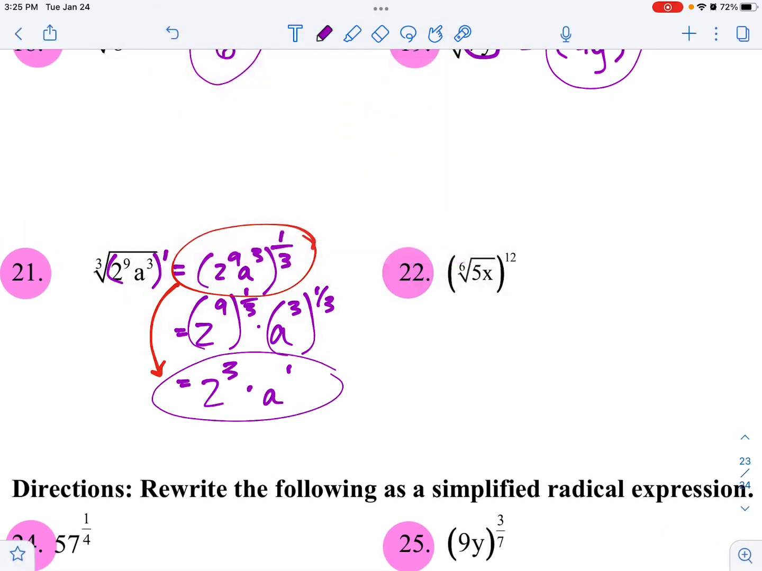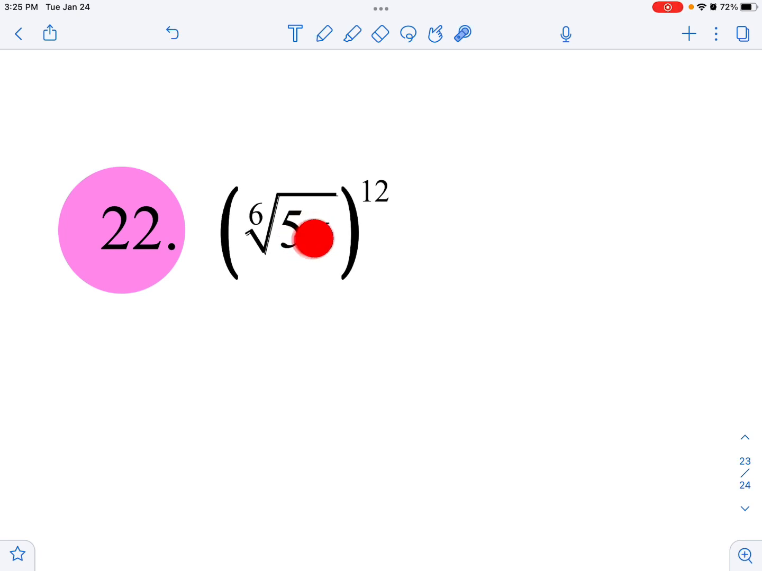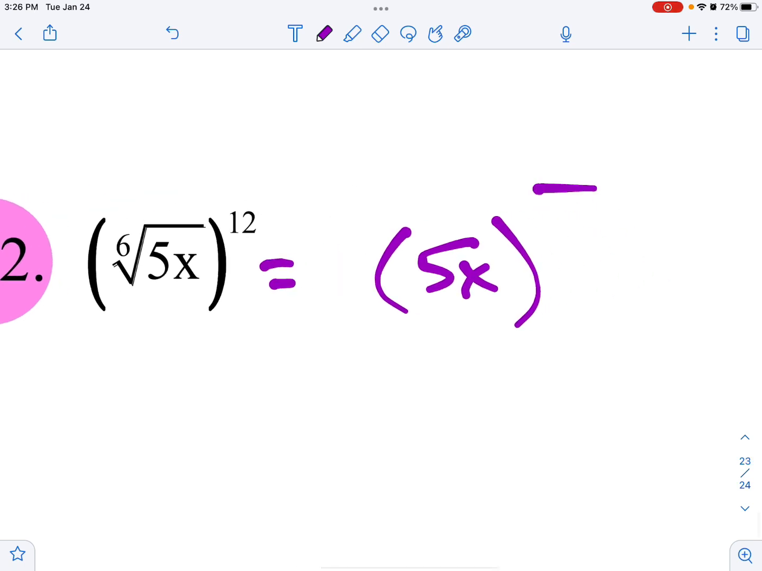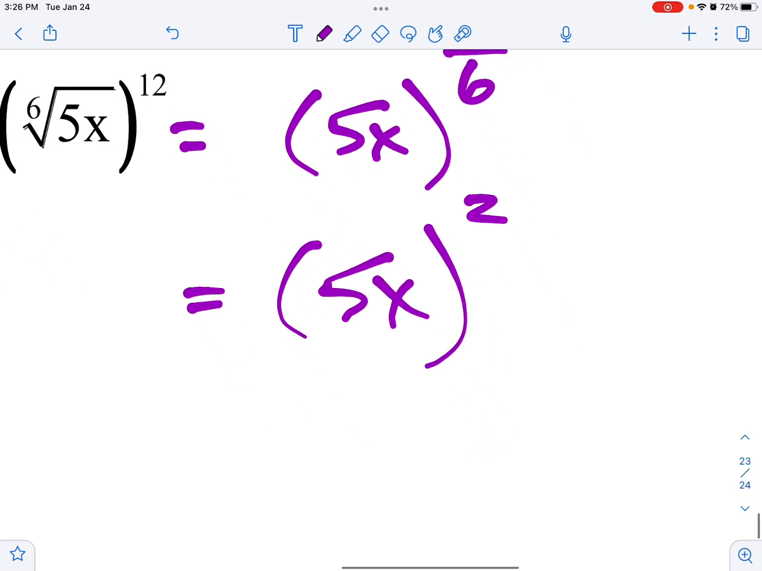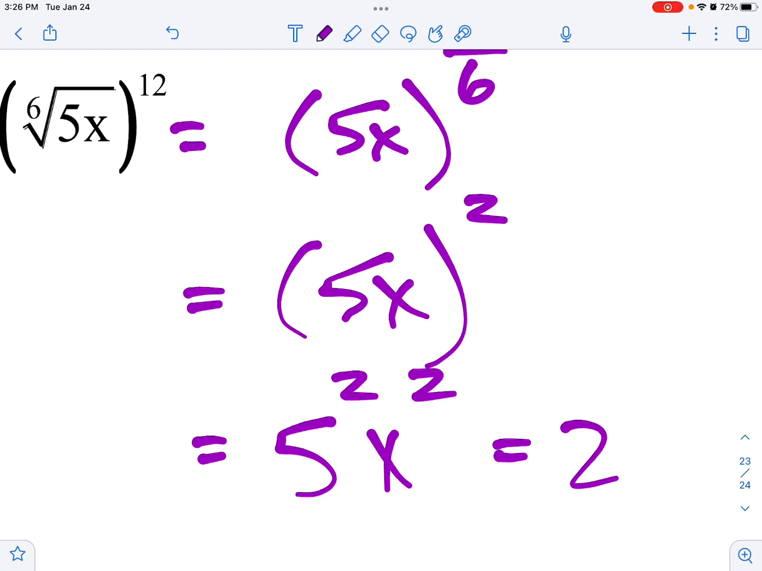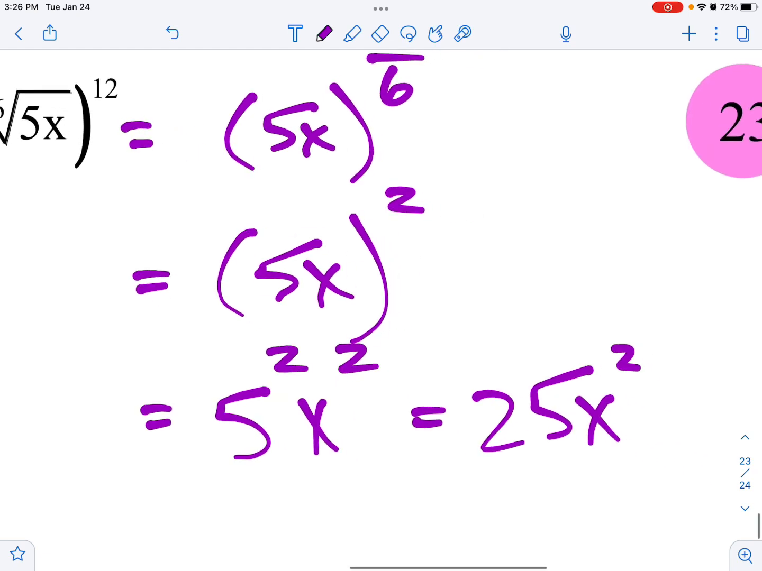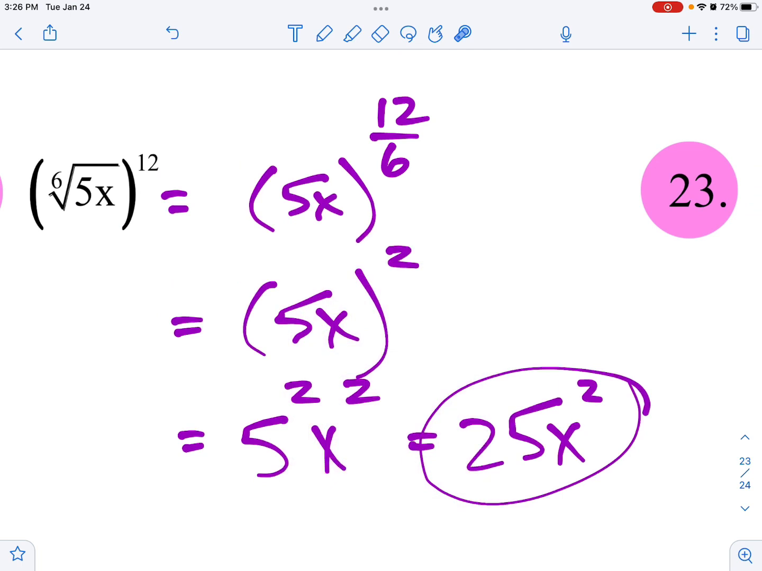Let me try this one. I have multiple things inside the radical, so I'm going to make it a parentheses. And there's a fraction exponent. Remember, this number goes on top, so 12. And this number goes on the bottom, so 6. And do you recognize you can divide this? 12 over 6. That means 5x squared, which technically means 5 squared and x squared. So 25x squared. Again, if you get to this point, I'm happy.